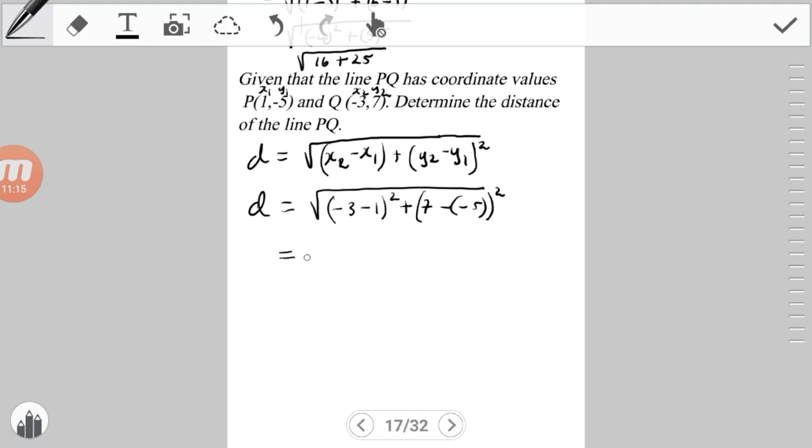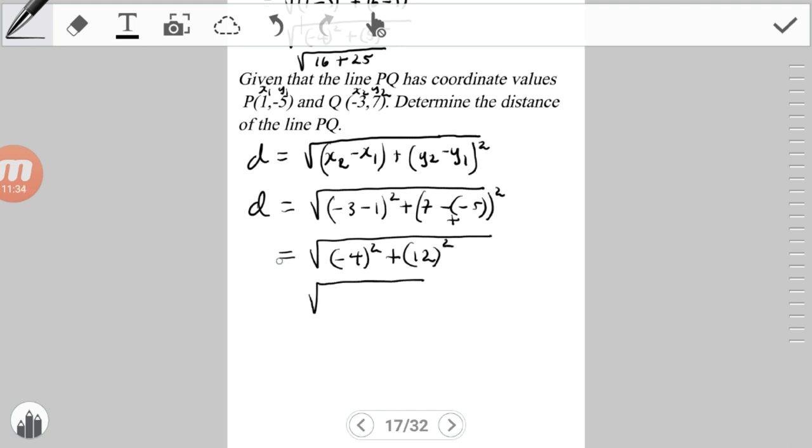So that's good. So that's going to be the square root then of negative 4 squared plus 7 take away negative 5. The two negatives clash, gives a plus. 7 plus 5 is 12 squared.